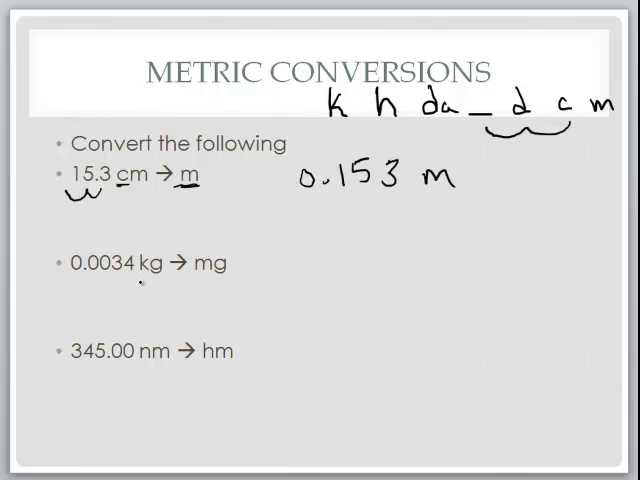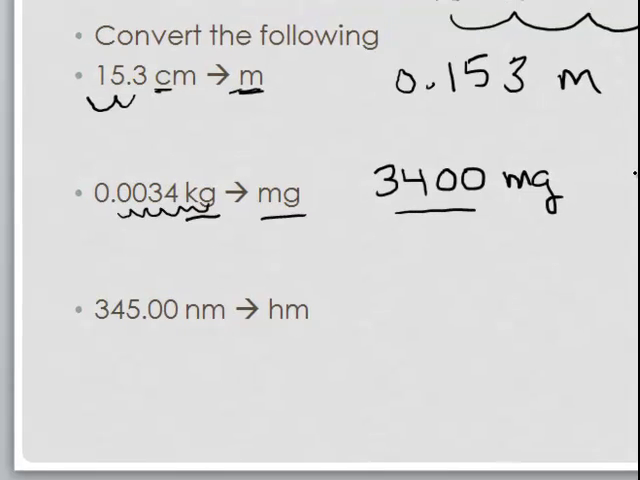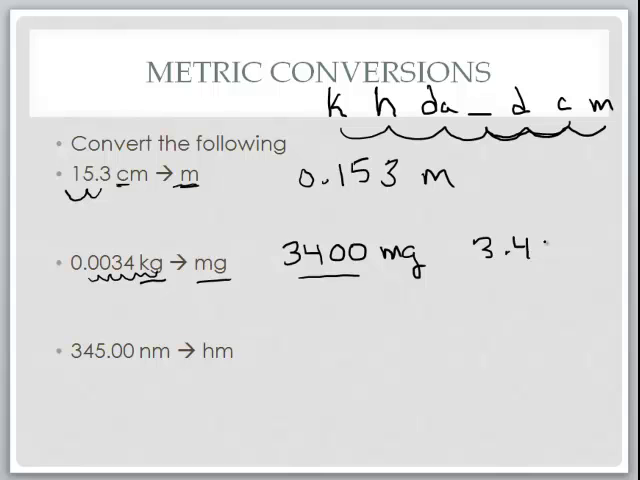All right, so if we're going to go from kilograms to milligrams, we're going 1, 2, 3, 4, 5, 6 places. So we're going to move that decimal 6 places. So we would have 3,400 milligrams. You can also write these numbers in scientific notation, so we would write that as 3.4 times 10 to the third. If you're unfamiliar with scientific notation, you definitely want to review that in your math book. If you have questions about that, you can ask.